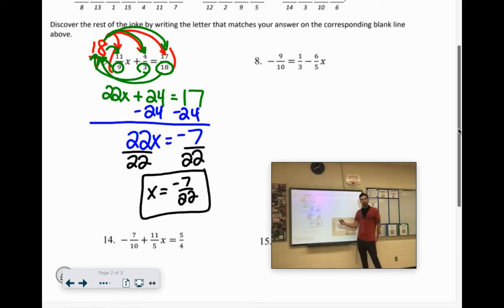Right? If they're giving us the original questions in fractions, then give your final answer as a fraction. You know what I'm saying?